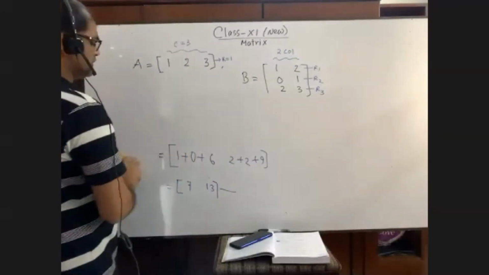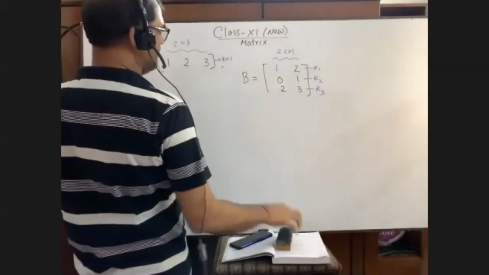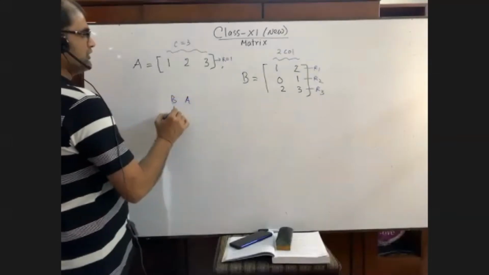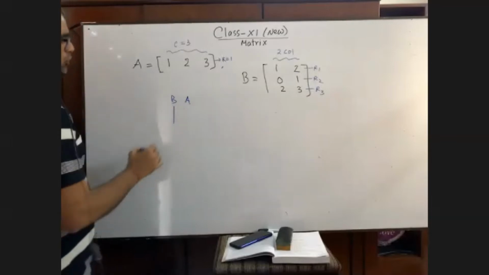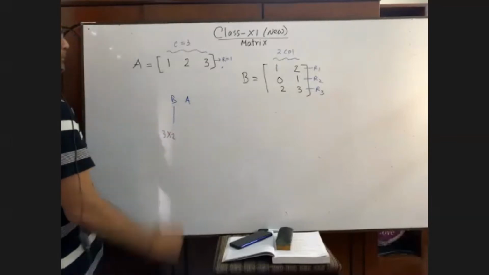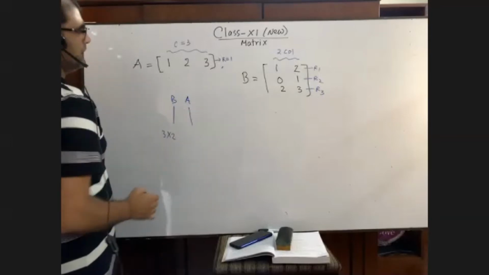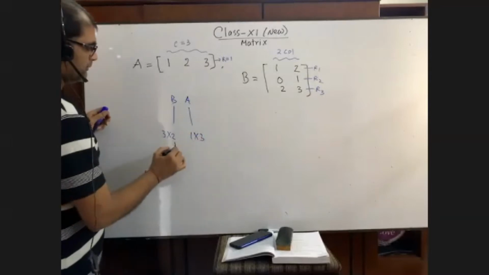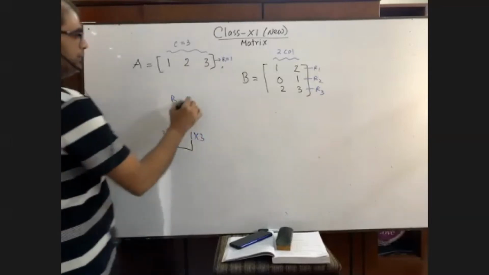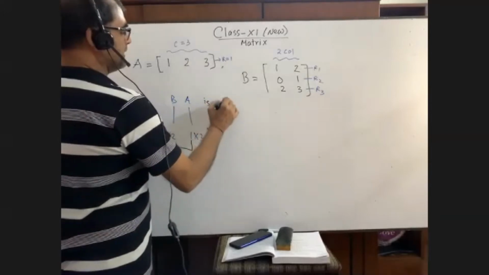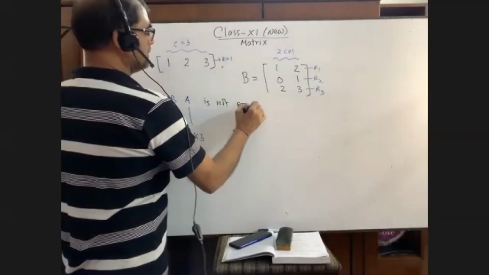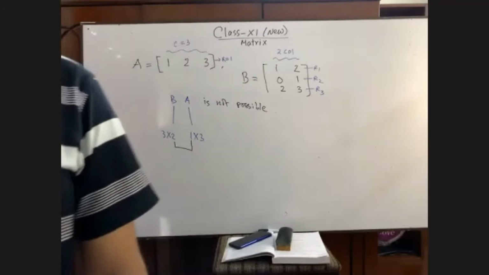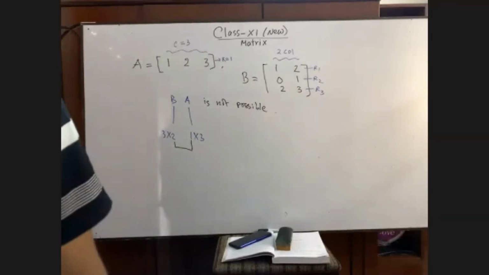Now, my next question is, if BA is possible. I showed you BA is not possible because its order is what? 3 rows, 2 columns, 3 by 2. The order of B is 3 by 2 and the order of A is what? 1 by 3. As they are not the same, BA is not possible. Write down, BA is not possible. Have you got it or not?